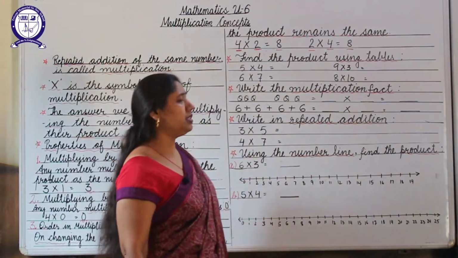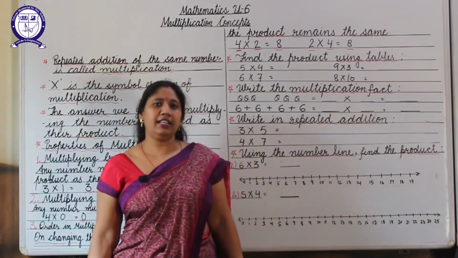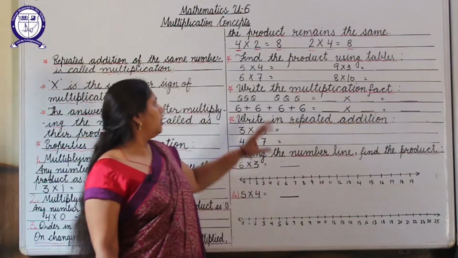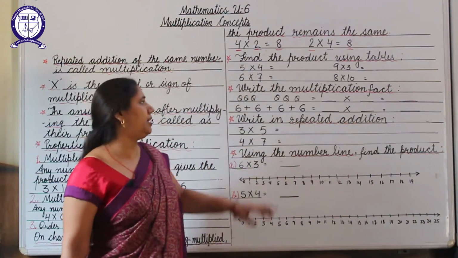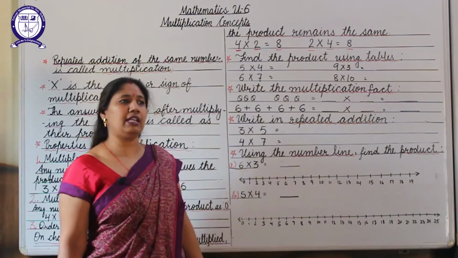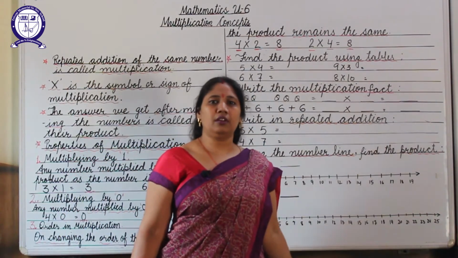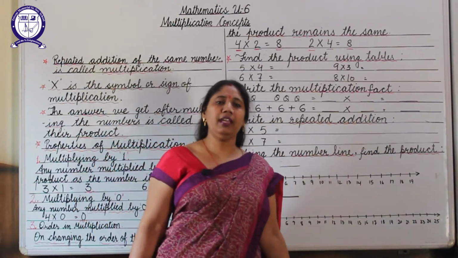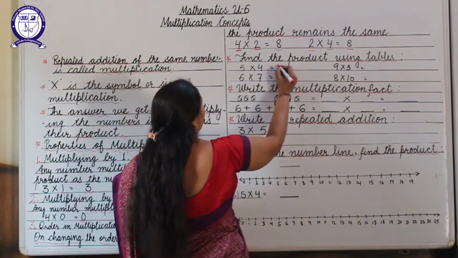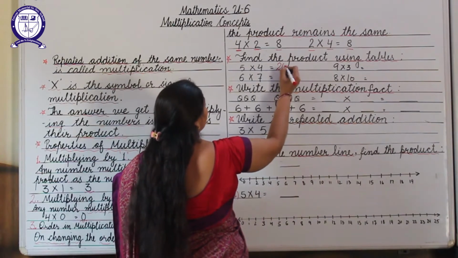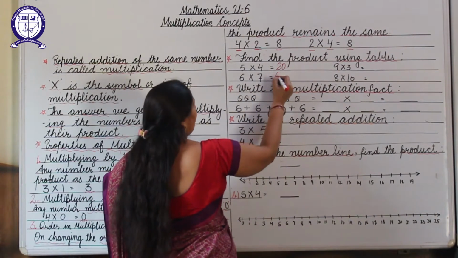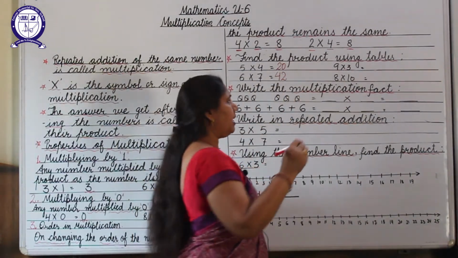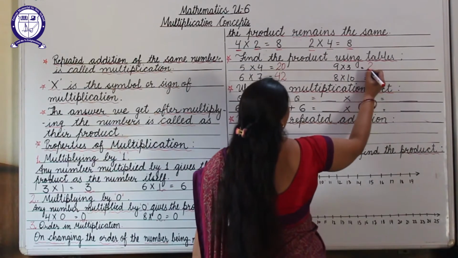Find the product using tables. So students, multiplications are tables. We have to solve these sums using the multiplication table. For example, 5 fours are 20. To do the sums of multiplication, you have to learn the tables. 6 sevens are 42. 9 threes are 27.